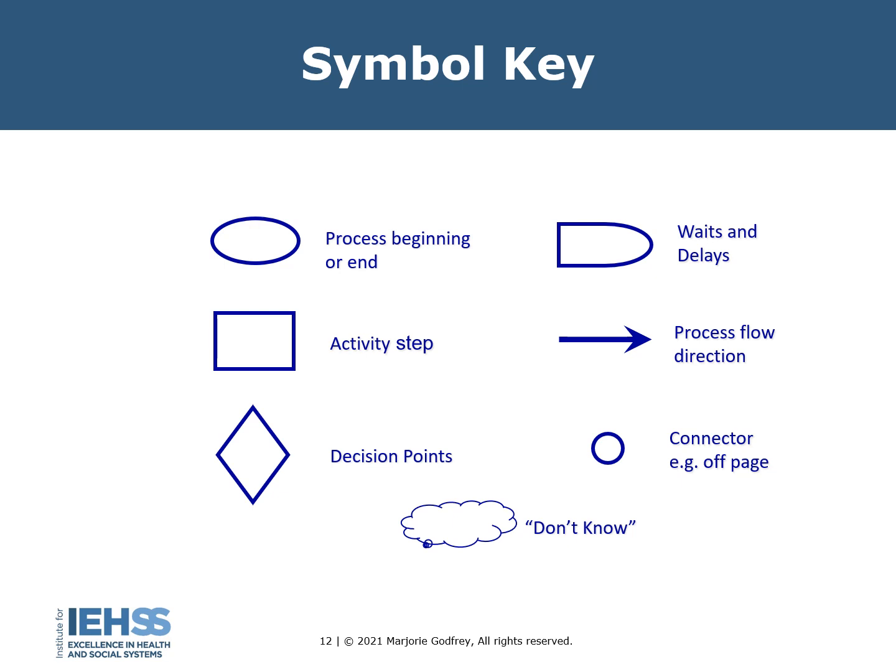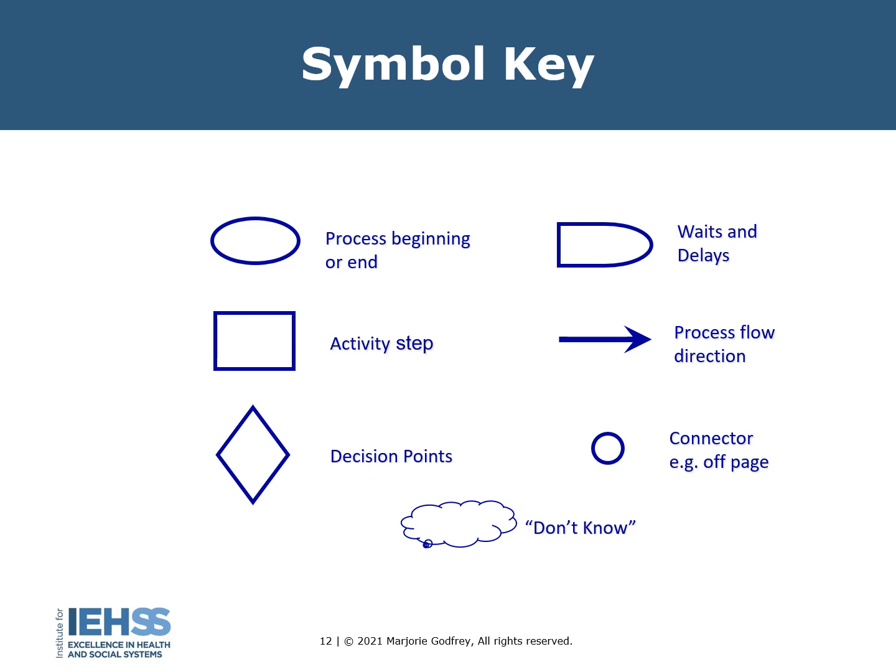These are the symbols commonly used to make flowcharts. An oval indicates the beginning and end point of a process. A box is an activity step. A diamond is a decision point where one responds yes or no. The elongated D shows delays in the process.